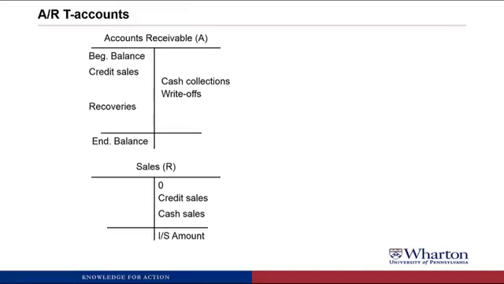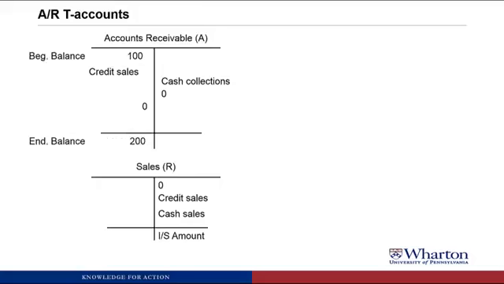Here is the accounts receivable T account with everything that we've talked about that flows through that account. And then we've got the sales T account down below. So let's just say, for example, that there are no write-offs or recoveries so that we don't have to worry about them during this example. Now, even if they weren't zero, all the answers would be the same. It just makes it easier to do the math.